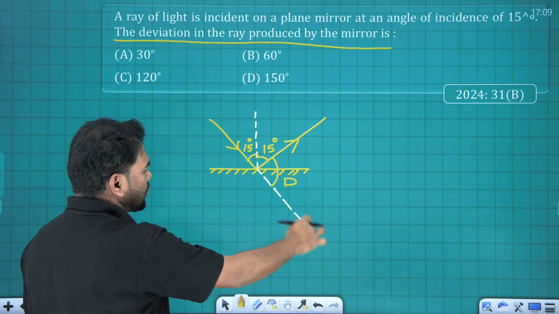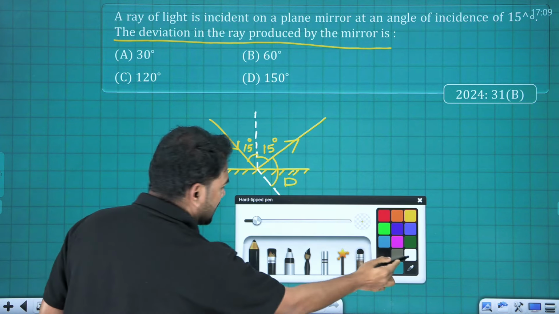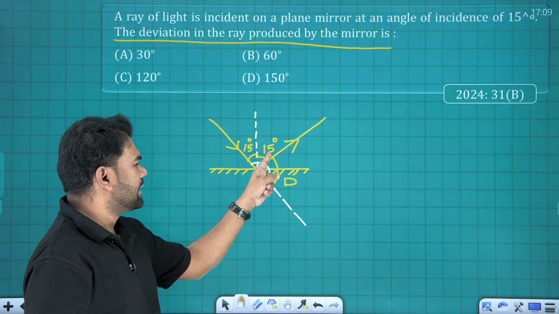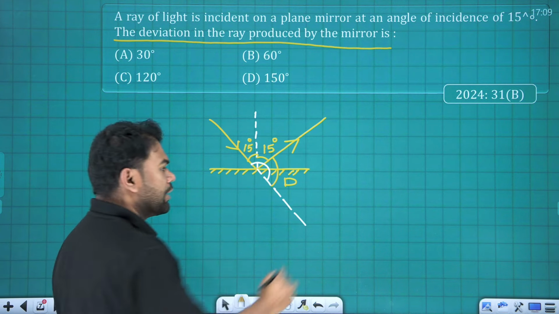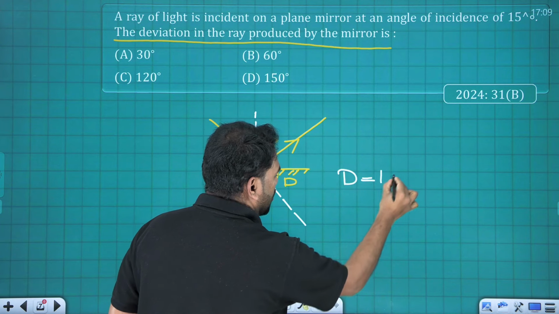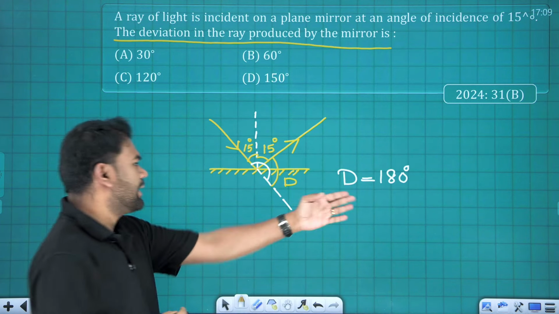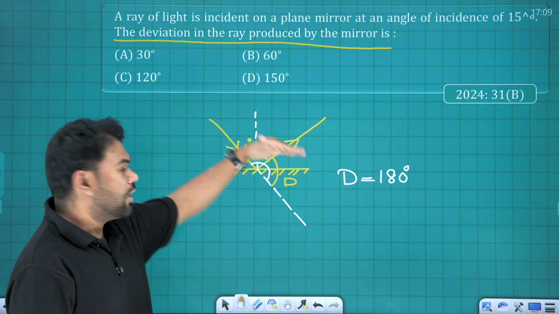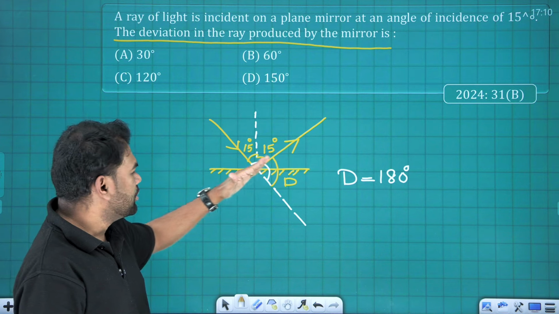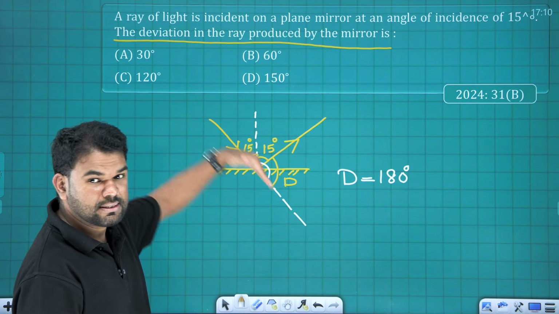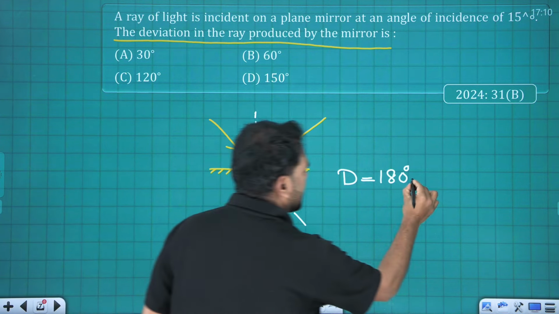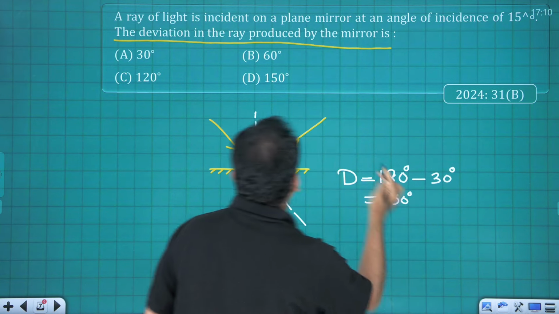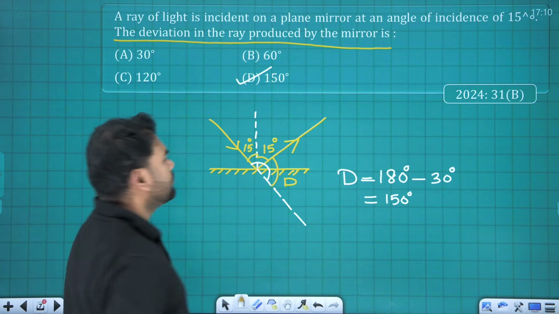You know that this total angle is 180 degree. So, we know that up to here it is 15 plus 15, 30 degree. So, how can you find the angle of deviation? Angle of deviation is equal to the total, 180 degree, and in this 180 degree, 30 degree is already used by the angle of incidence and angle of reflection. The angle of deviation is the angle between this reflected ray and this incident ray. So, 180 degree minus 30 degree, you can see that it will be 150 degree. So, the answer is option D, 150 degree.